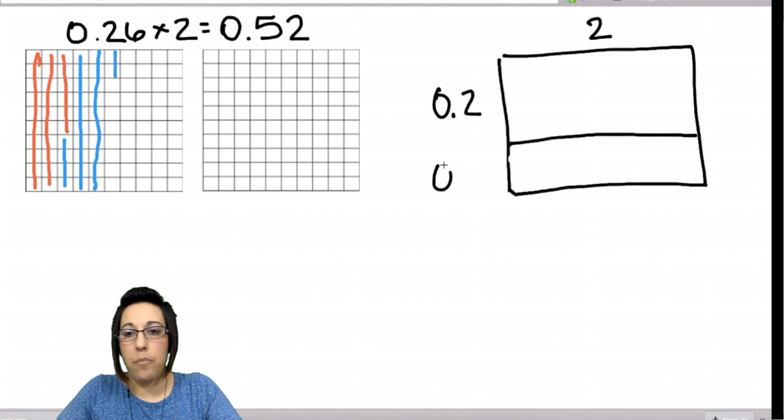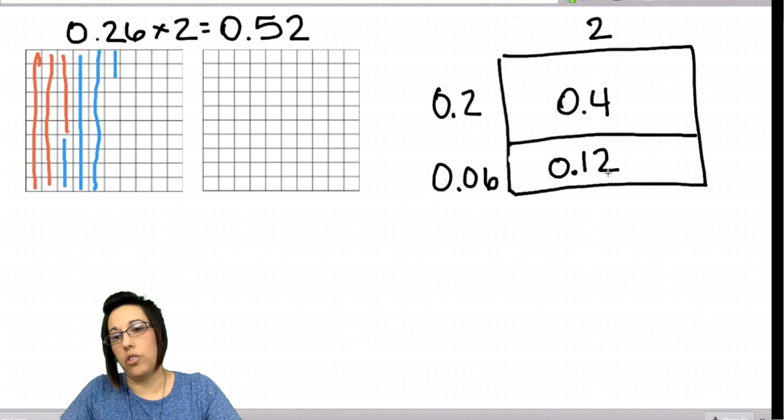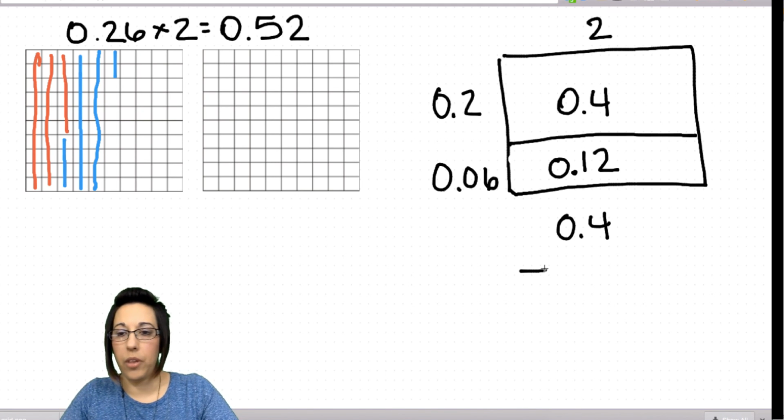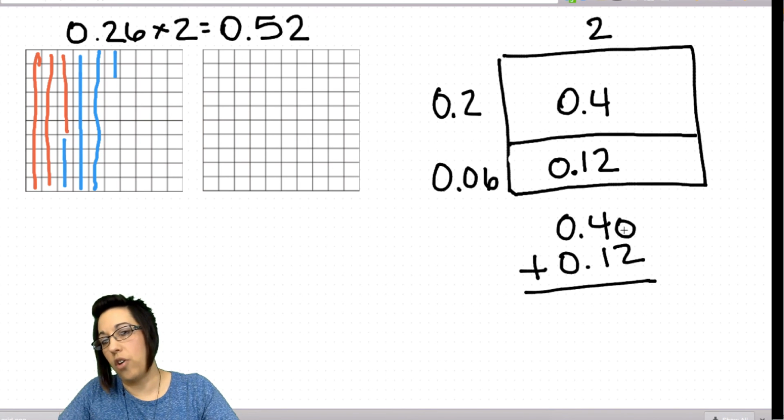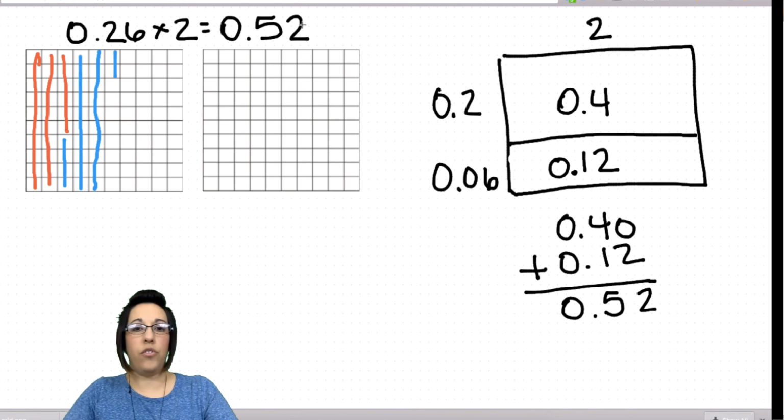Let's check our area model to make sure that we got there. Okay, so let's break this apart to 2/10 and 6/100ths. 2/10 times 2 would be 4/10. 6/100ths times 2 would be 12/100ths. See, 2 decimal spaces, 2 decimal spaces. So I have 4/10 plus 12/100ths. Annex my 0, 2, 5, 0, and 52/100ths match.